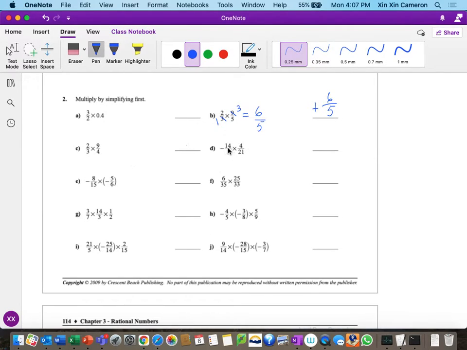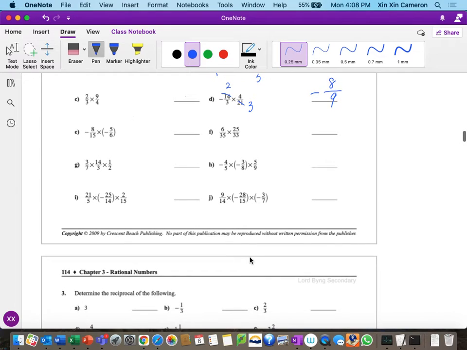Next, negative, positive. Negative for sure. I'm going to reduce here. Between 3 and 4, nothing to be reduced. 14 and 21, difficult to see this, but believe me, there's a 7. 14 divided by 7 is 2. 21 divided by 7 is 3. And 2 multiplied by 4 is 8, over 3 multiplied by 3 is 9. Wow, done.